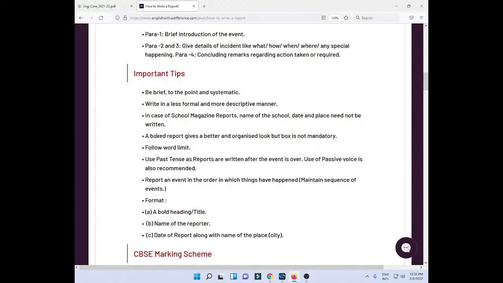A boxed report gives a better and organized look, but a box is not mandatory. Understood? A boxed report gives a better and organized look, but it is not mandatory. If you have time enough, you can include the report inside a box, otherwise it's okay.